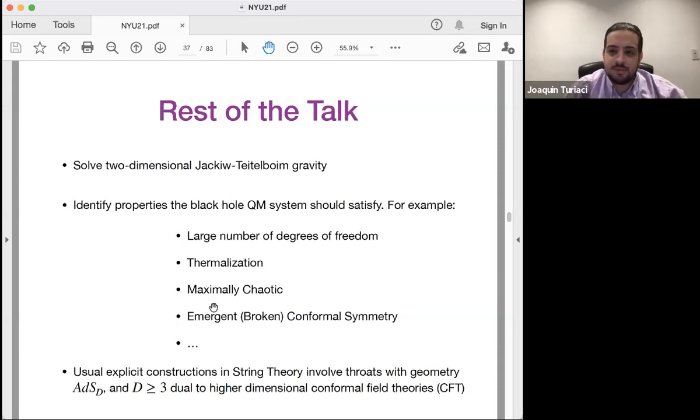But before I move on, let me mention, we know explicit constructions in string theory of black holes being dual to quantum mechanical systems, but they always involve throats that have geometries anti-de Sitter of higher dimensions, 3 or higher. And they are dual to higher dimensional conformal field theories. So you could take this as evidence of this holographic principle that I mentioned before.